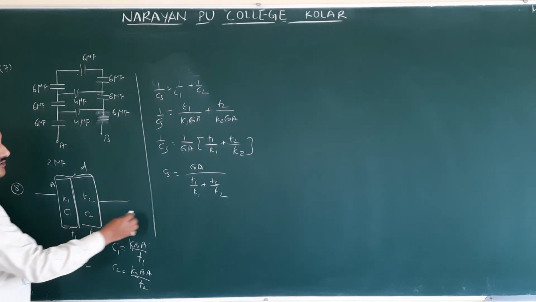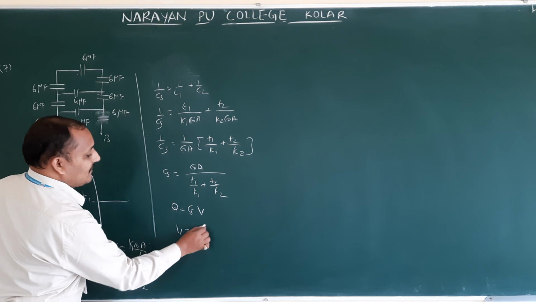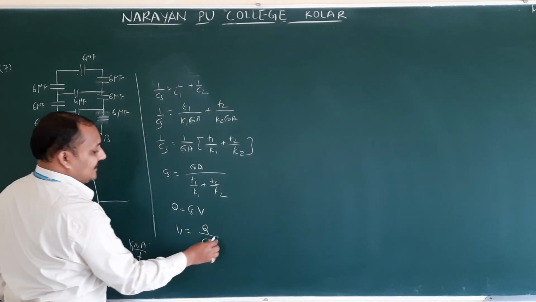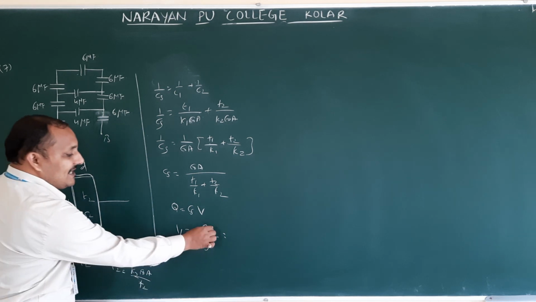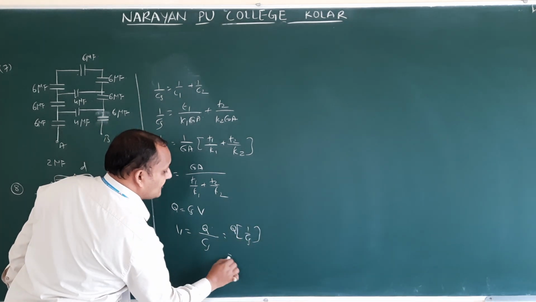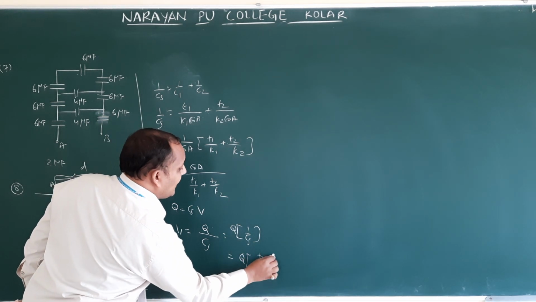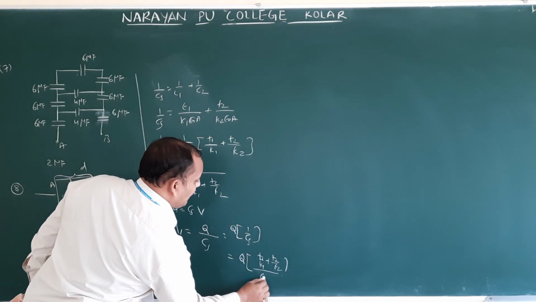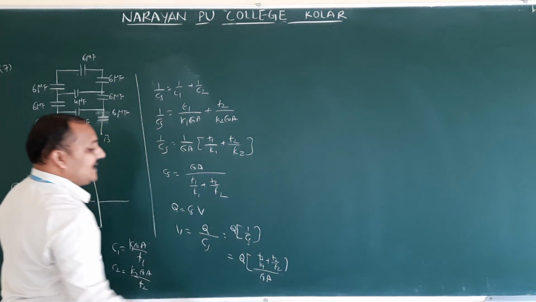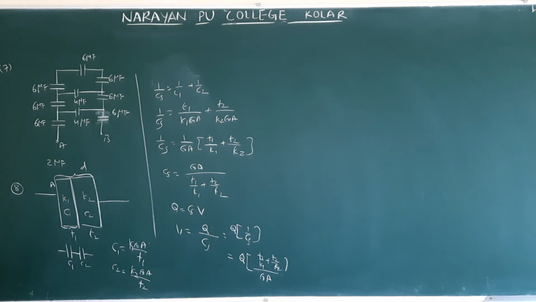They are asking the potential difference. Q is equal to CS into V. V means the potential difference between these two places. Then V is equal to Q by CS. Otherwise you can do one thing. In place of 1 by CS, you can substitute directly. You don't need to reverse also. So Q into 1 by CS, that is Q by epsilon naught A, times T1 by K1 plus T2 by K2. So that is the potential difference. Which option is correct? Option 3 is correct.